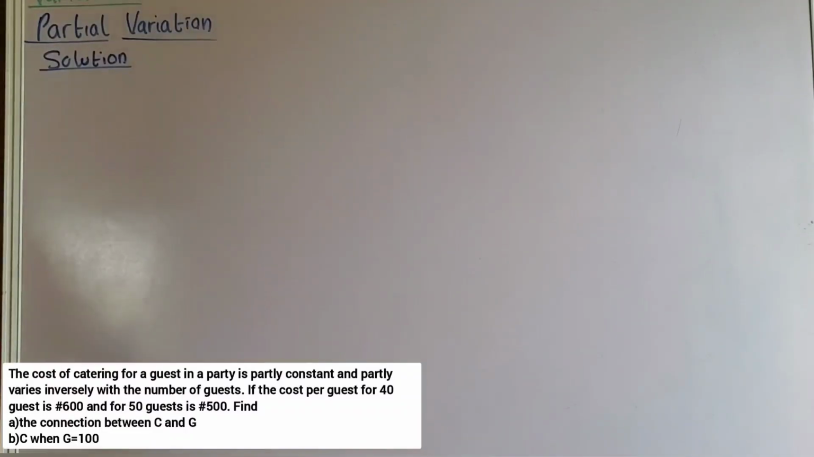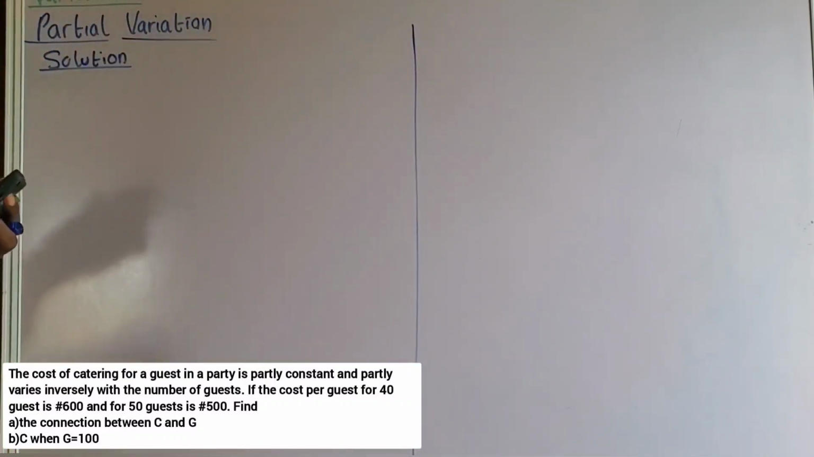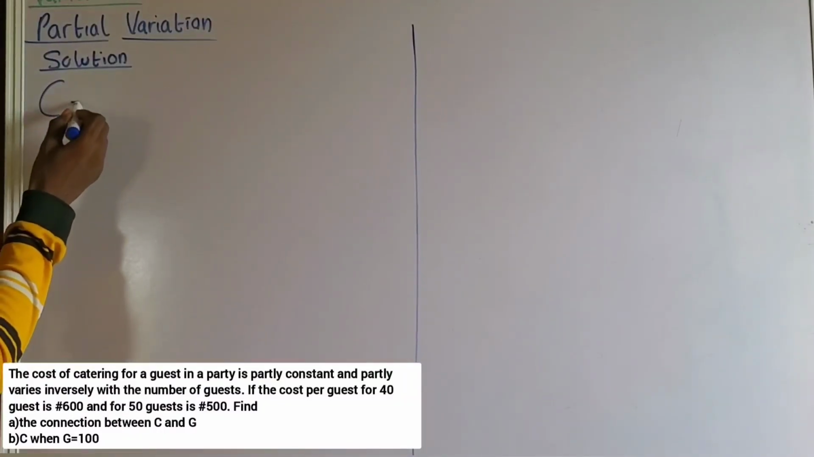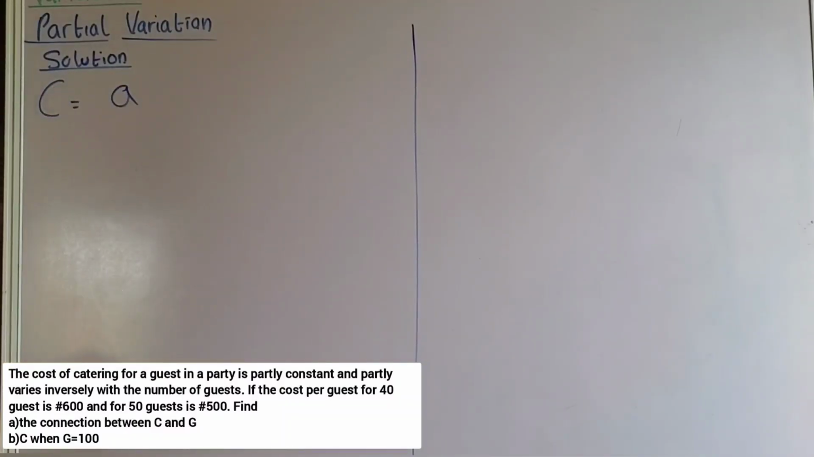Okay, now let's interpret the question mathematically. Please kindly pay attention. The cost of catering for guests in a party is partly constant. So let's represent the cost as C. So I'm going to have C equals, okay, let's use the constant A. C equals A.